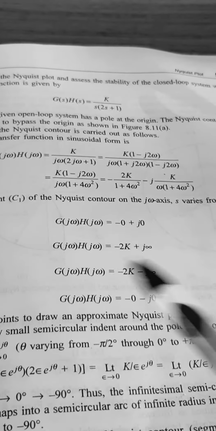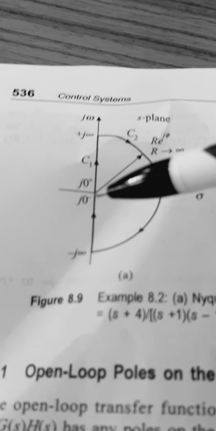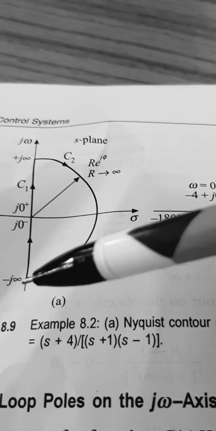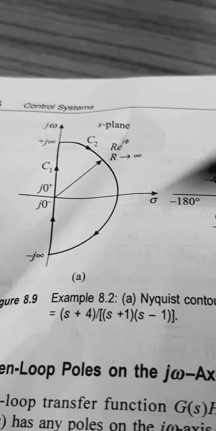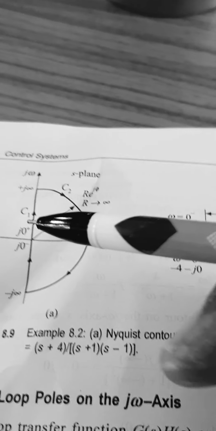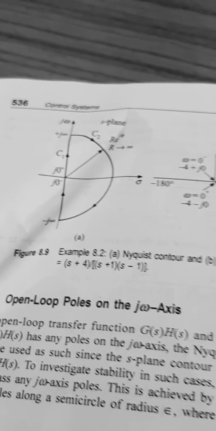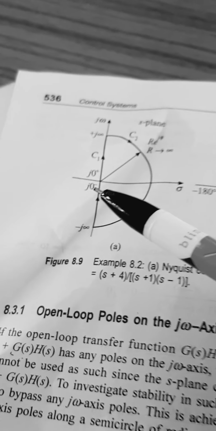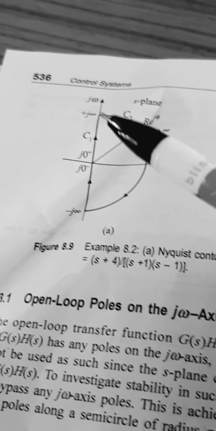So now you have to apply. First you have to see the contour C1. You can start from minus j infinity, to minus j0 minus, then minus j0 plus, then plus j infinity. You can start like that: from omega minus infinity, then 0 minus, then 0 plus, then infinity.